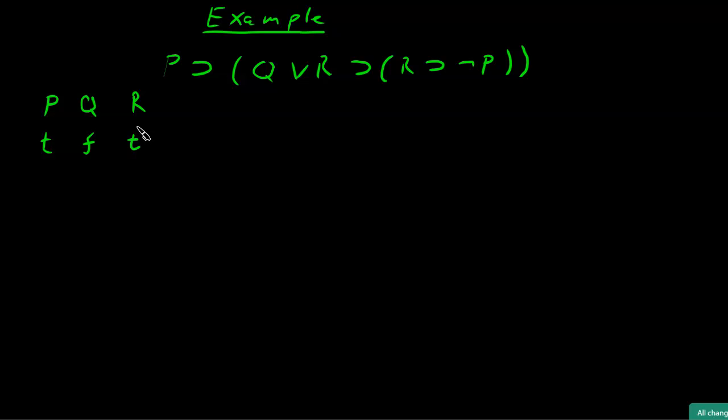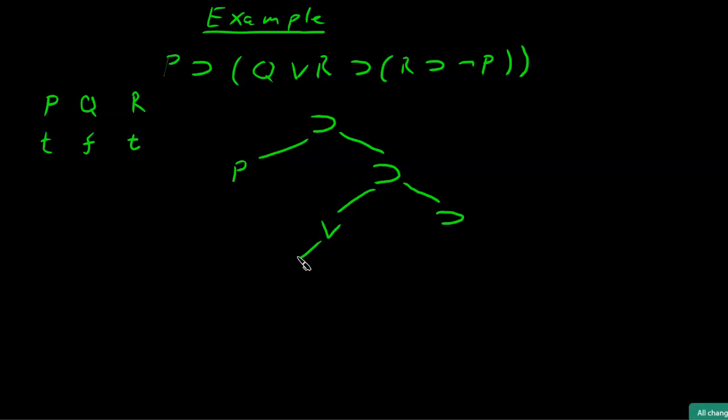So let's break this formula down into a tree structure to make it easier. At the root node we have implies, and to the left of that we have P. To the right of that we have another implies. To the left is an OR. To the right is yet another implies.